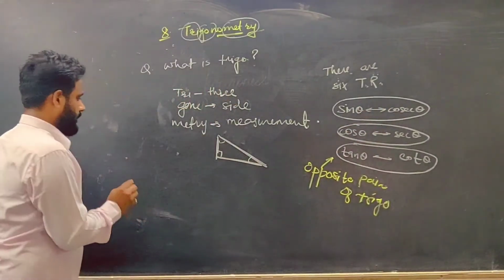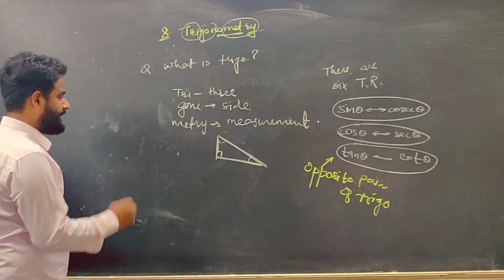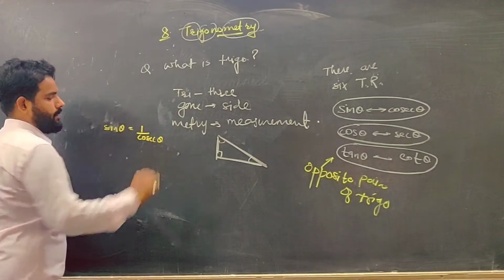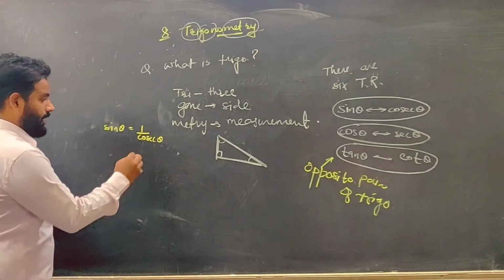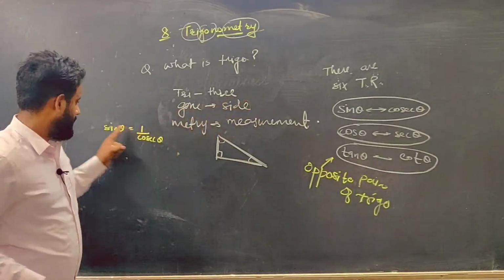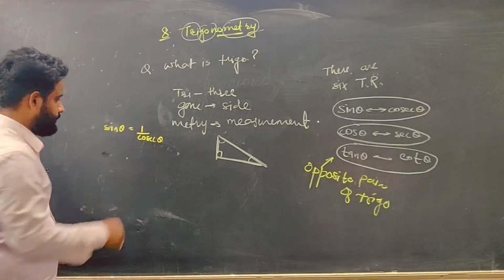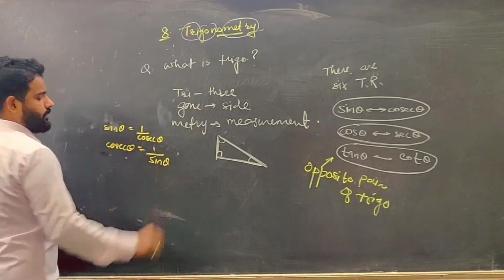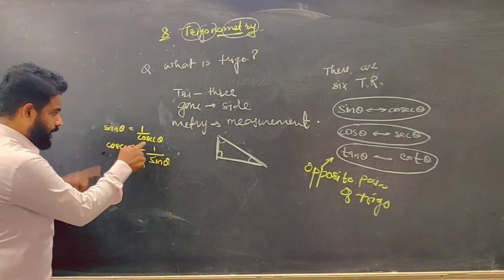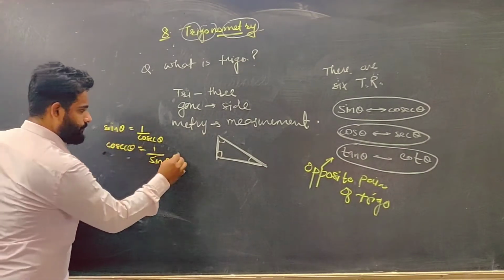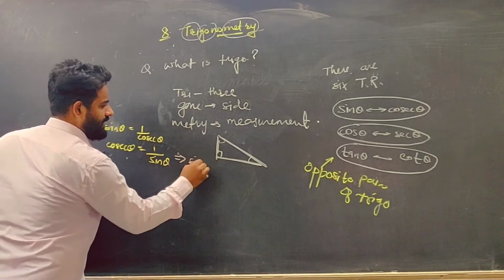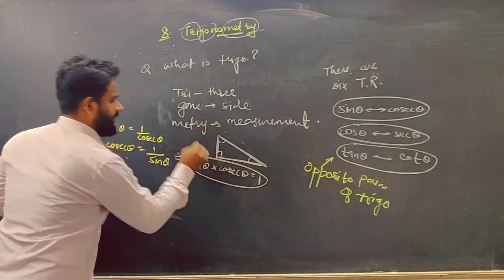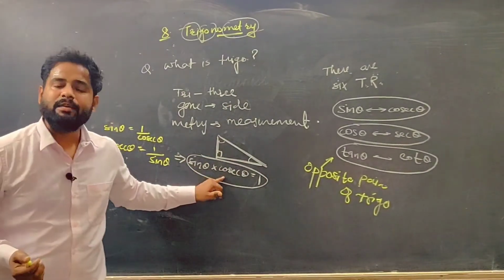Opposite pair means what? Like I am using the first one, sin theta. So sin theta is equal to 1 upon cosec theta. Because they are opposite, sin theta is equal to the reciprocal of cosec theta, and cosec theta is equal to 1 upon sin theta. Right? And if you see the product of these two opposite functions, sin theta into cosec theta is equal to 1, because they are reciprocals of one another.